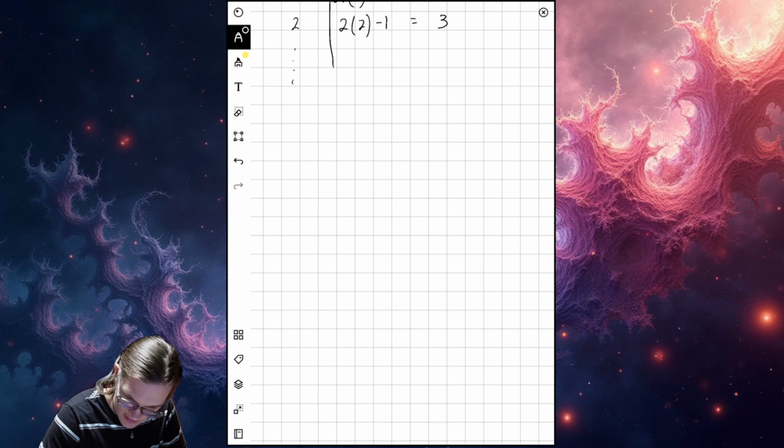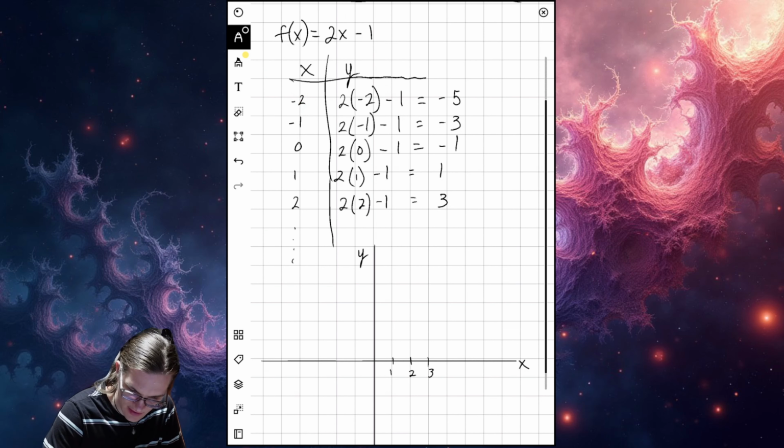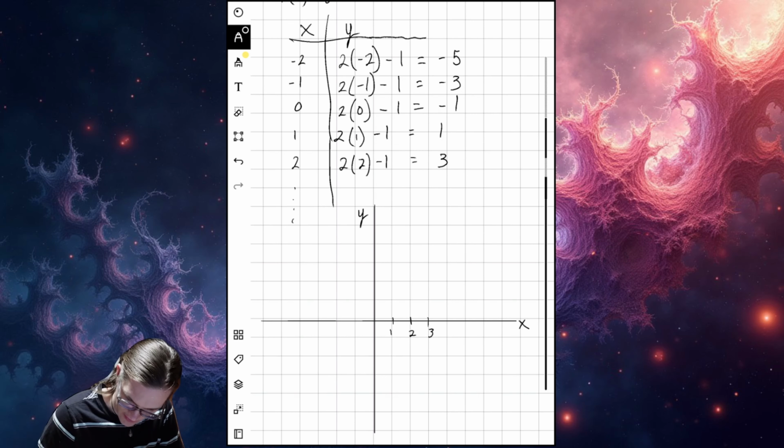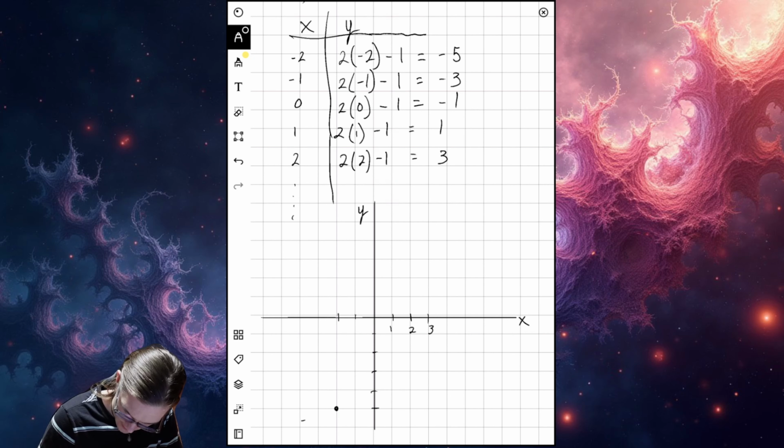And then what we can do is plot that. So I'm going to say 1, 2, 3, and you can infer the rest, so I'm not going to label them. But, right, so the points that we just found would be negative 2, negative 5. So I'll go here on the x, over here to negative 2, down to negative 5, 1, 2, 3, 4, 5. Plot that point. So that's negative 2, negative 5. I'll go to negative 1 in the x direction and negative 3 in the y. 1, 2, 1, 2, 3.